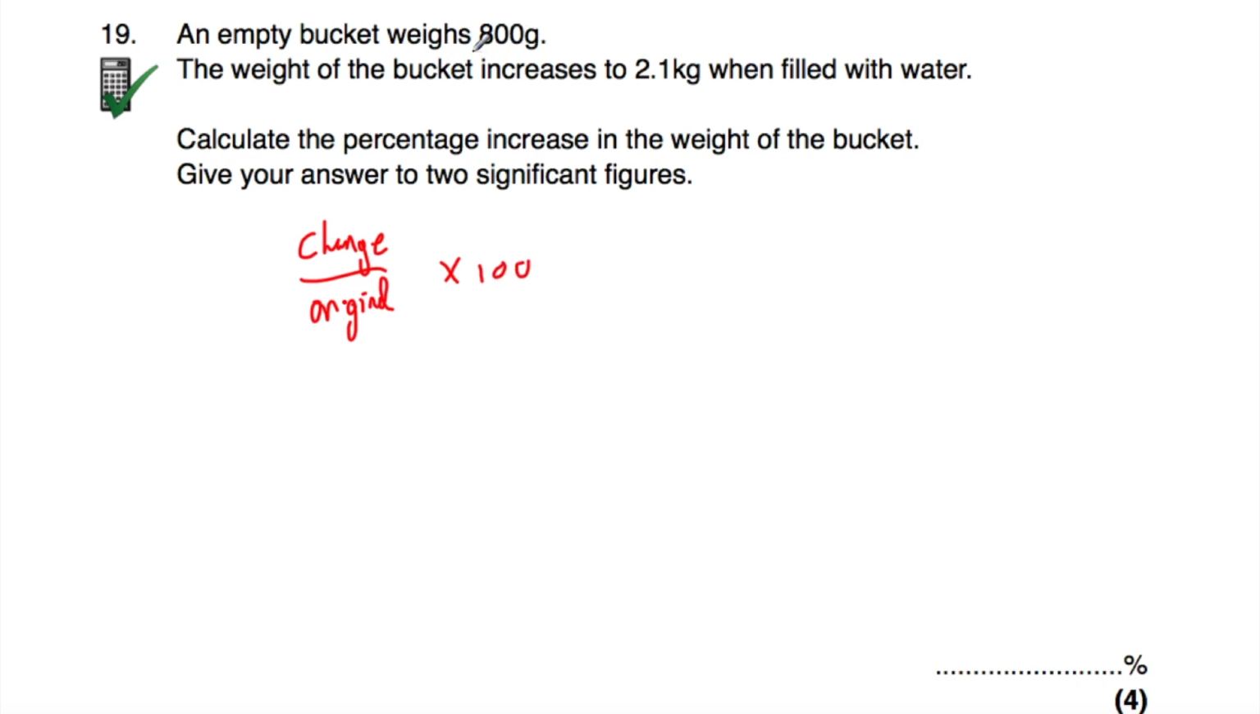Okay, so in terms of the change, well, the empty bucket weighs 800 grams and the weight of the full bucket is 2.1 kilograms. As you notice here, one's in grams and one's in kilograms. So let's change them to the same units. We could change the 2.1 kilograms to 2,100 grams, or we could change the 800 grams to 0.8 kilograms. We could use either one. I'm going to actually change them both to kilograms. So the empty bucket weighs 0.8 kilograms and the weight of the full bucket, whenever it's filled with water, is 2.1 kilograms. So let's work out the change, what it goes up by.